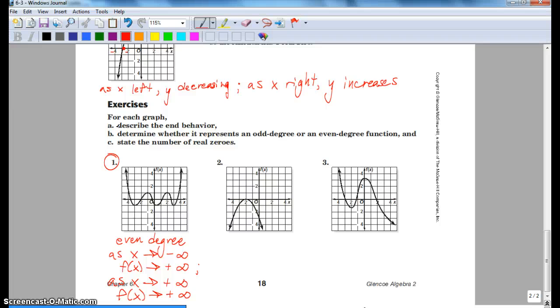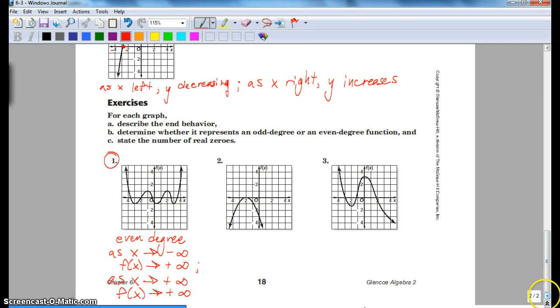Part C, state the number of real zeros. So we are just going to maybe just plot points where we see it crossing the x-axis. There's 1, 2, 3, 4, 5, and 6. Now here's the neat thing about finding those zeros just by looking at the graph.